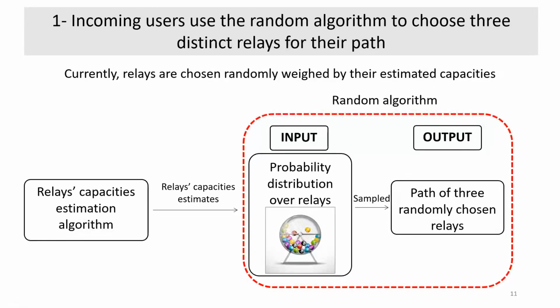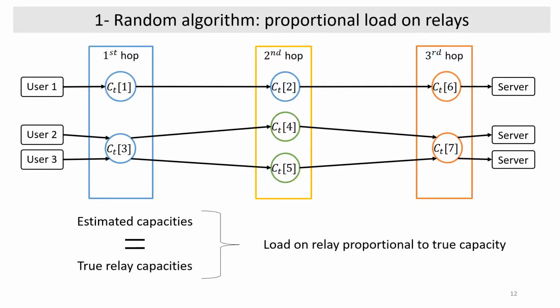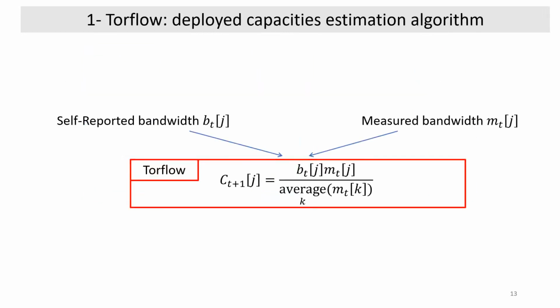that the user will use to serve the internet. The intuition behind the random algorithm is that if the estimated capacities are equal to the true capacity of the relay, the expected number of paths using each relay will be proportional to its bandwidth. Relay capacities are currently estimated using TorFlow. TorFlow relies on two types of measurements, the self-reported bandwidth and the measured bandwidth. This version of capacity estimation has been in use in Tor since 2012.